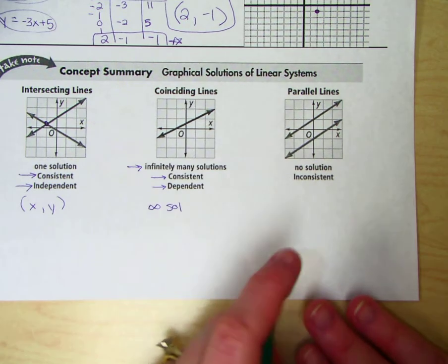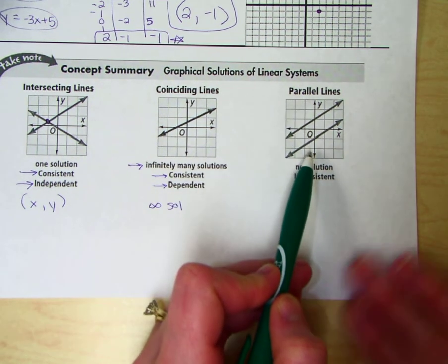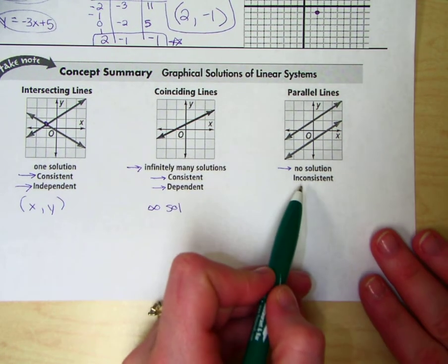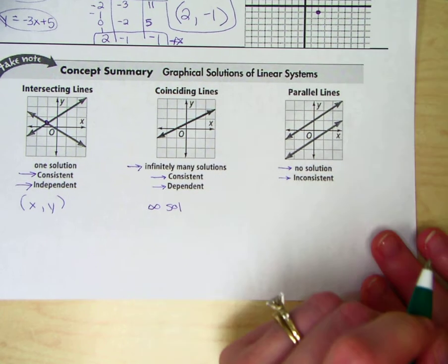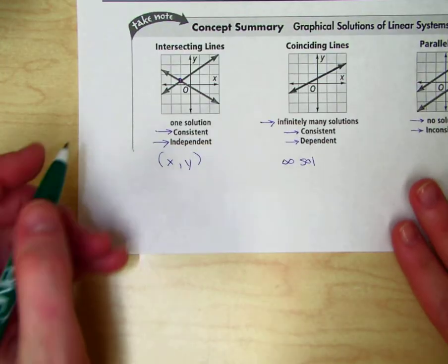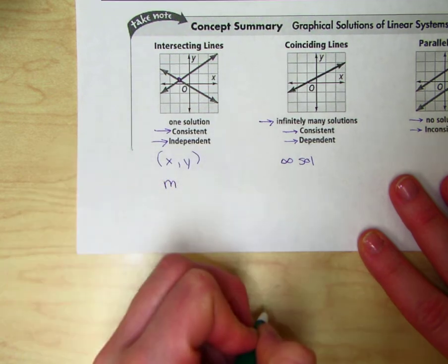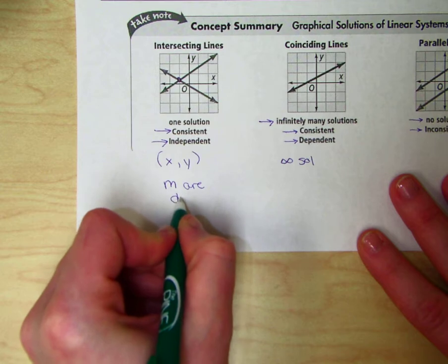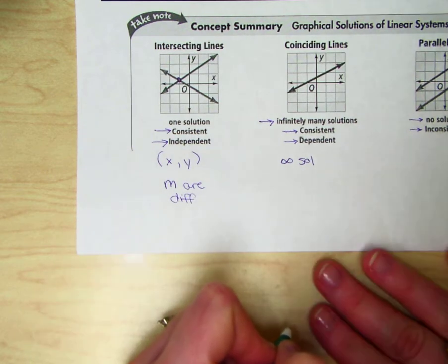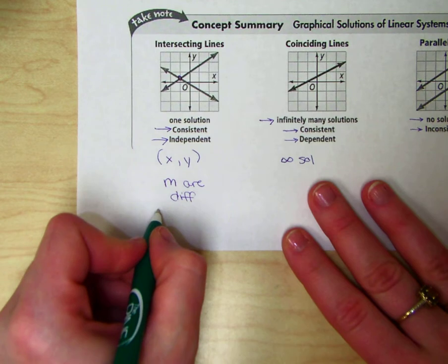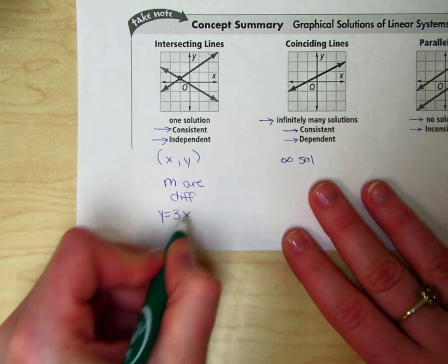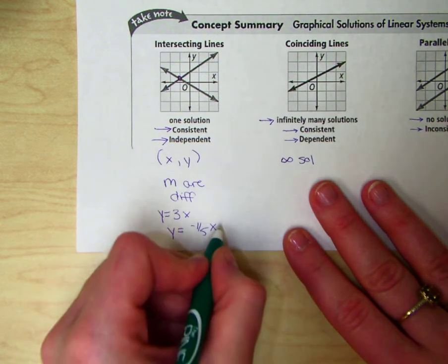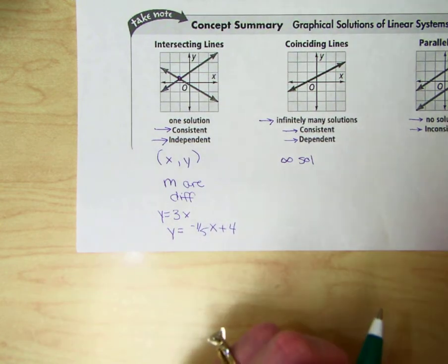The next type of graph you might have is when you have parallel lines when you graph them. These will have no solution because they don't meet, and they will be inconsistent because there's no answer. In the first one, you should notice that the slopes, abbreviated as m, are different. An example would be something like y equals 3x and something like y equals negative 1/5 x plus 4, as long as the slopes are different.